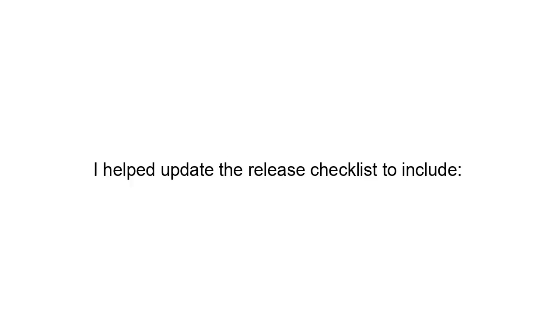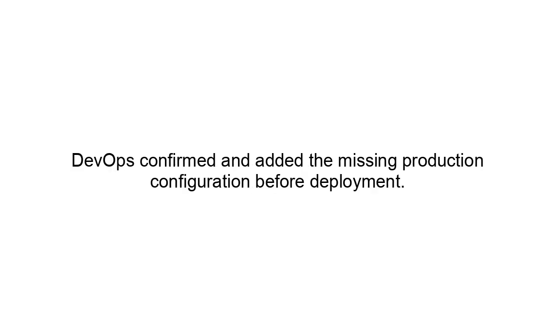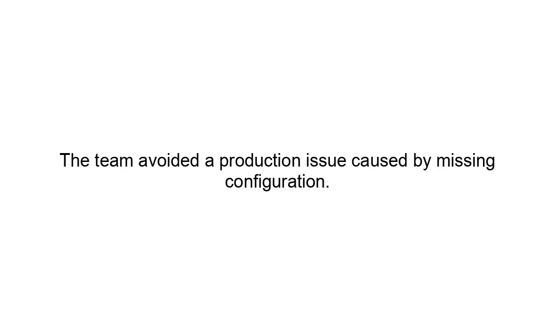I helped update the release checklist to include required environment variables, external service URLs, feature flags, database scripts, smoke test steps, rollback notes, owner confirmation. DevOps confirmed and added the missing production configuration before deployment. Result: the team avoided a production issue caused by missing configuration.